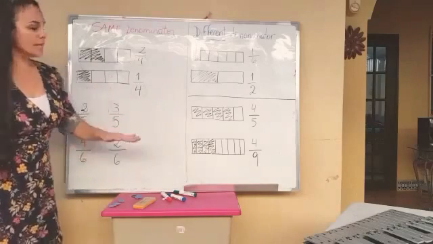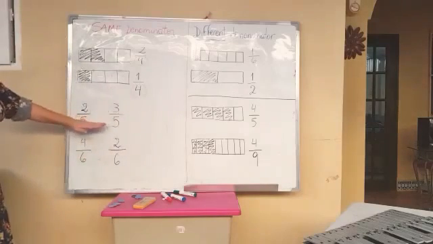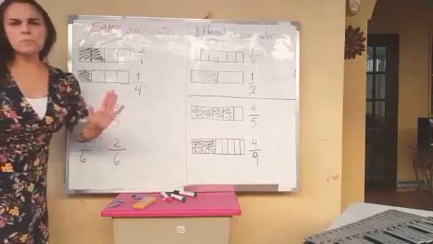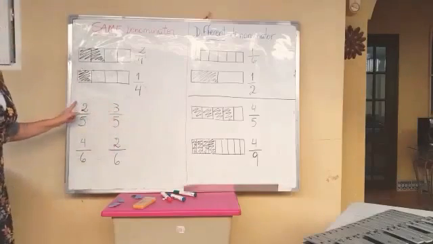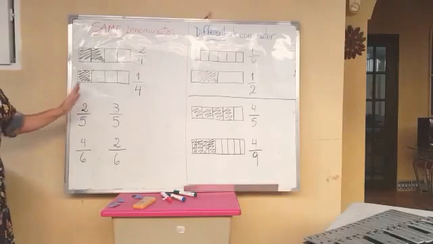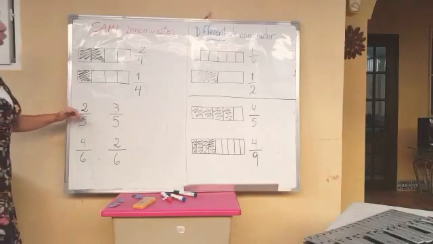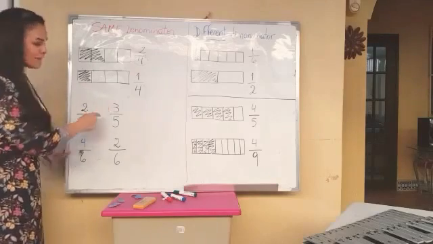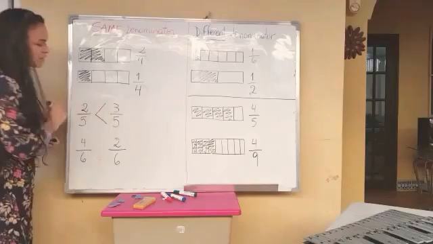For example, here we have 2 fractions with the same denominator. If you have the same denominator, no problem. You compare the numerators. So which one is greater, 2/5 or 3/5? 3/5. Yes, you are right.